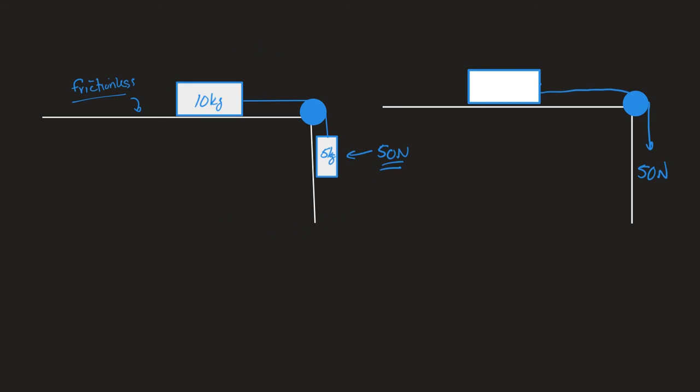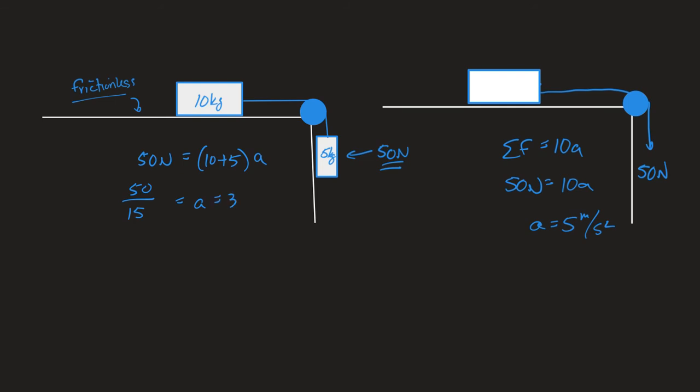The unbalanced force in both of these is 50 newtons. But the right side will have a net force equal to 10a and a 50 Newton force that is accelerating that mass. This will have an acceleration of 5 meters per second squared. This side, when you are done with your Atwood machine work and you've done all the forces and eliminated the tension and found the acceleration, you'll get 50 newtons equals (10 + 5) times a, and your acceleration will be 50 over 15, or 3.3 meters per second squared.